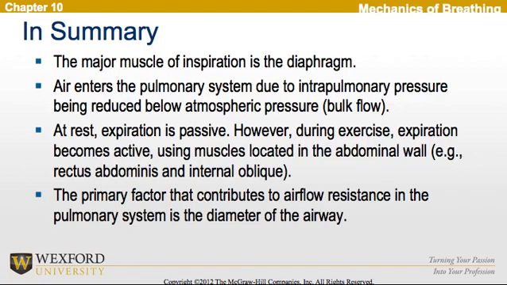In summary, the major muscle of inspiration is the diaphragm. Air enters the pulmonary system due to the intrapulmonary pressure being reduced below the atmospheric pressure in bulk flow. At rest, expiration is passive. However, during exercise, expiration becomes active using muscles located in the abdominal wall. For example, the rectus abdominis and the internal obliques. The primary factor that contributes to airflow resistance in the pulmonary system is the diameter of the airway.